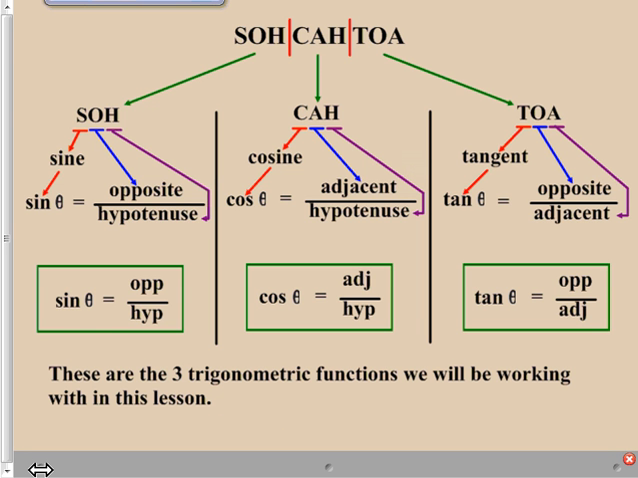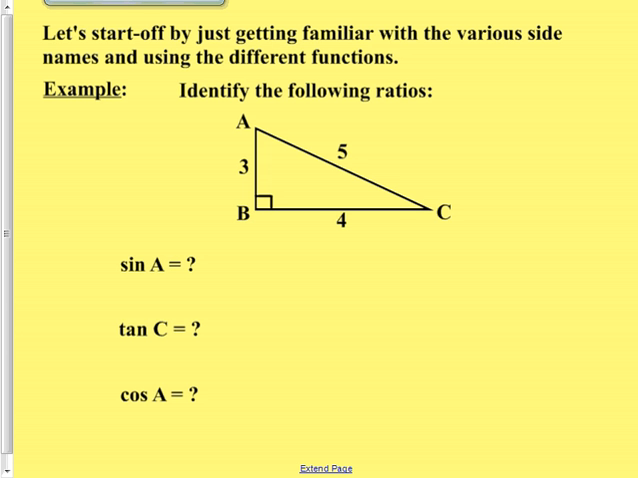Okay. So these are the three what are called primary trigonometric functions that we will be working with in these lessons. There are actually three other trig functions that are called secondary functions, but we will not get into those in geometry. That is more of a pre-calculus topic. All right, so let's see if we can figure out how these ratios are going to work. Let's start off just getting familiar with the various side names and using the different functions.